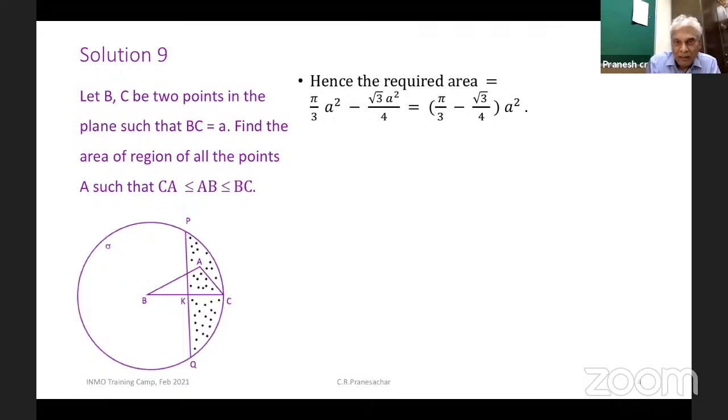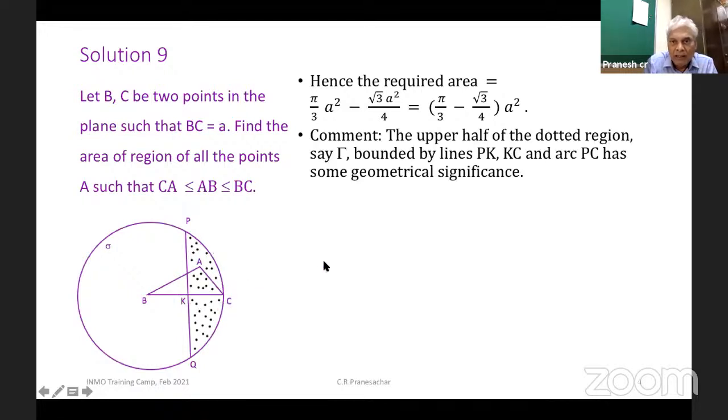Okay. So this is a very elementary problem because you have to simply locate the region for the first inequality and another region for the second inequality and take the intersection of these two regions. So the intersection happens to be a finite region. Now if you look at the upper half of the dotted region bounded by PK half chord, KC, this line segment KC, and arc PC, it has some significance. Suppose you call it gamma.